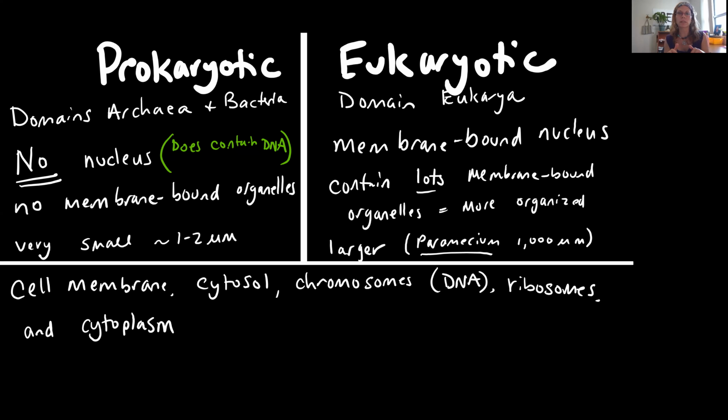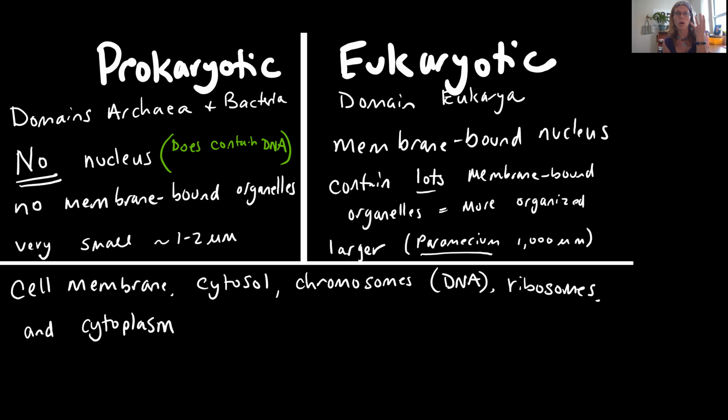So the characteristics at the bottom of the screen are things that all cells, whether you're a prokaryotic cell or eukaryotic cell, have in common. So all cells will have a cell membrane. All cells will have fluid inside of the cell, which is called cytosol. All cells contain DNA, and we'll see that that DNA is packaged up into a structure called a chromosome. Now, prokaryotic chromosomes look different from eukaryotic chromosomes, but they're both composed of proteins and DNA molecule.